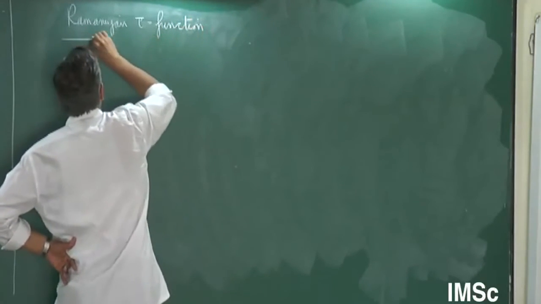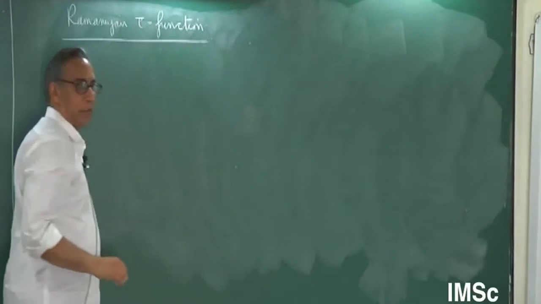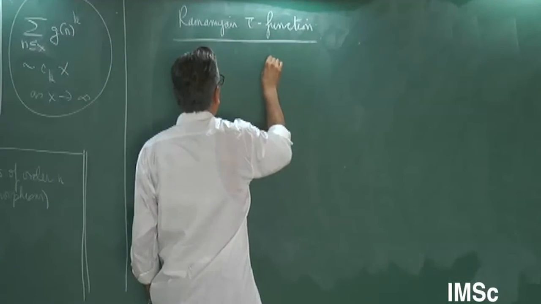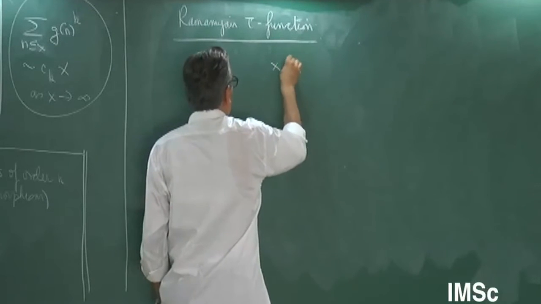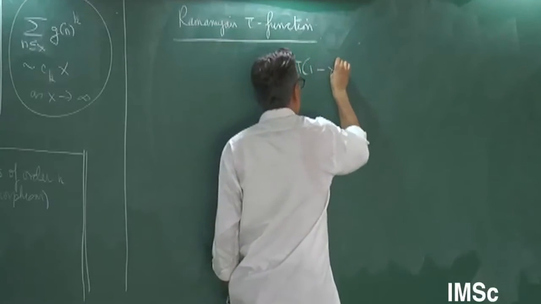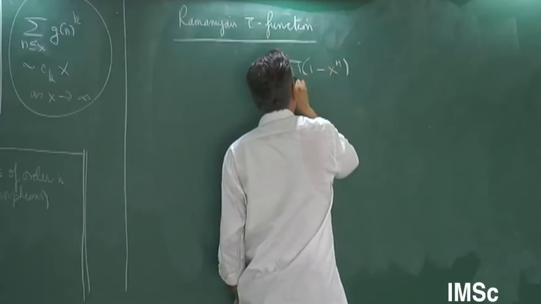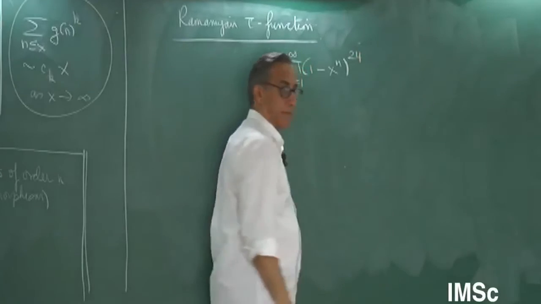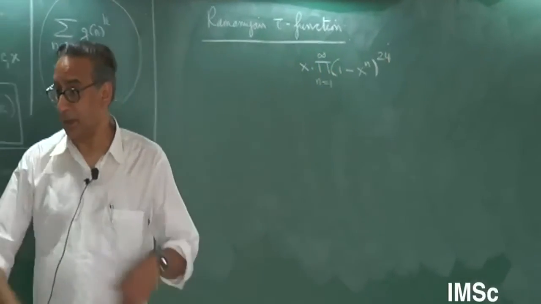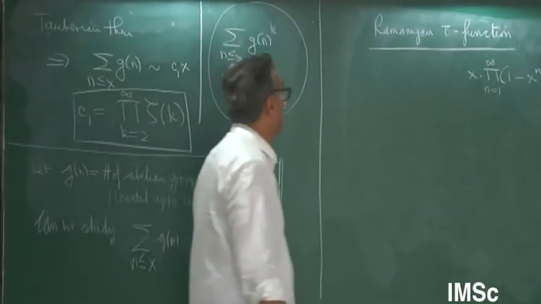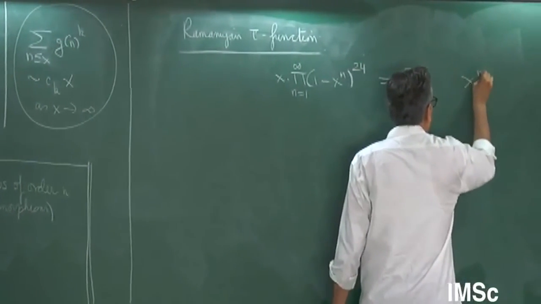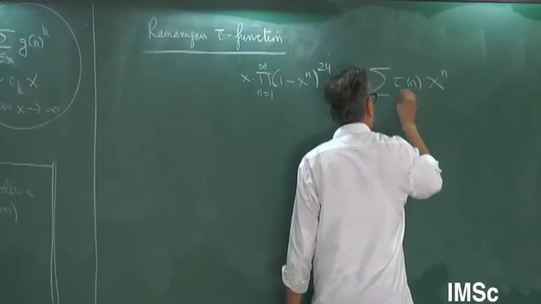So Ramanujan, almost a century ago, stumbled on a very important function, and this function has received considerable attention now. So if you take the infinite product, this infinite product, okay, just expand it as a power series in x. You'll get some power series in x, and the nth coefficient Ramanujan denoted as tau n.